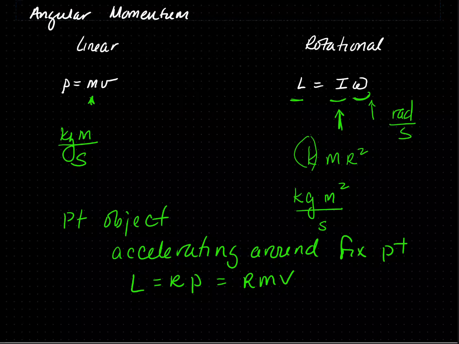For extended objects, so extended objects are objects with multiple parts rotating around a fixed point, angular momentum will equal I, which is moment of inertia, times angular velocity. And as we stated, depending on the object, I will vary.